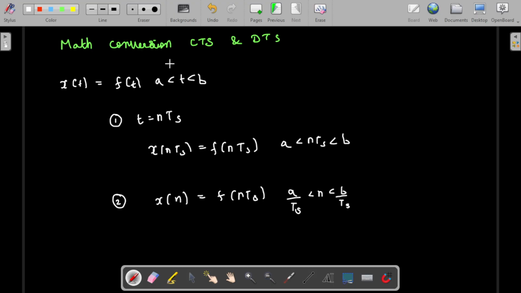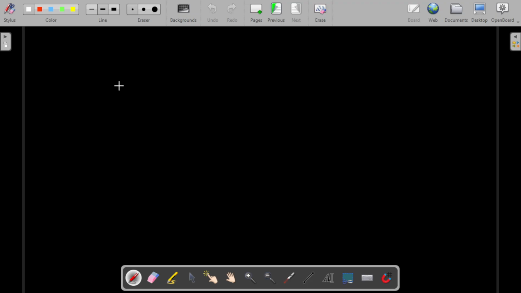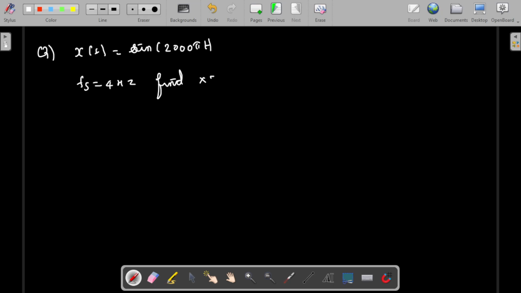Let me take a real-time scenario so that you can understand the signal. The question is: x of t is equal to sine 2000 pi t, where Fs is equal to 4 hertz. Find x of n. If you can solve this question, please pause the video and try to answer it. Let me solve it in the meantime.